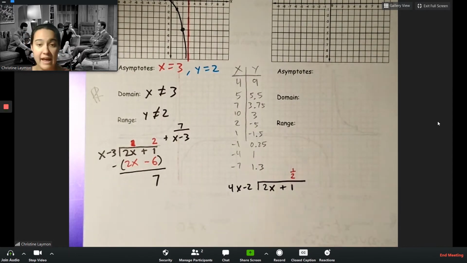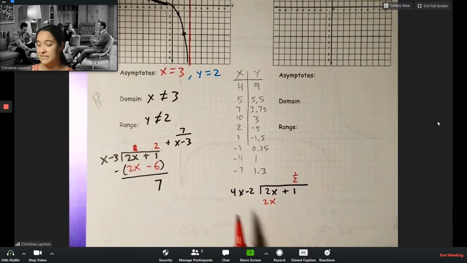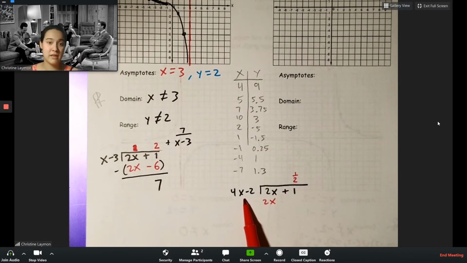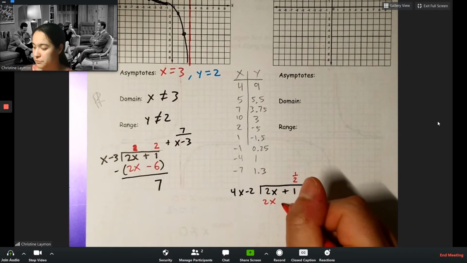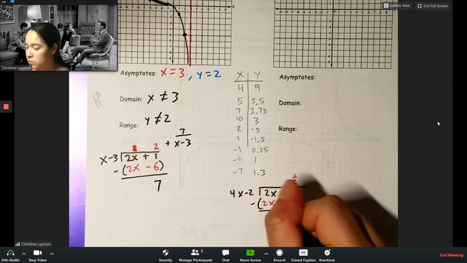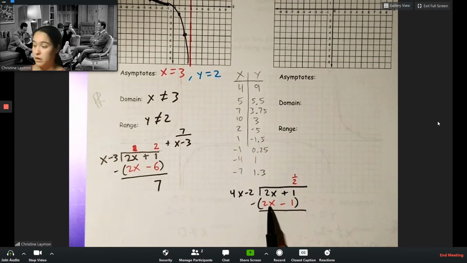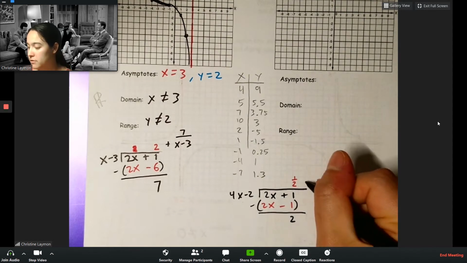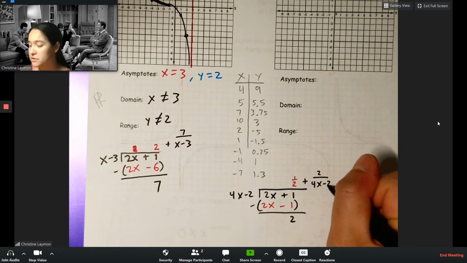I'm going to use 1/2. 1/2 times 4x is 2x, because I'm just saying take the 4, divide by 2. 1/2 times -2, well, that's just -2 divided by 2, which is -1. From there, go ahead and subtract top line minus bottom line, just like you would in normal division. The 2x's are gone. 1 minus a negative means plus, so 1 plus 1 is 2. That's my remainder. So 1/2 plus 2 over 4x minus 2.